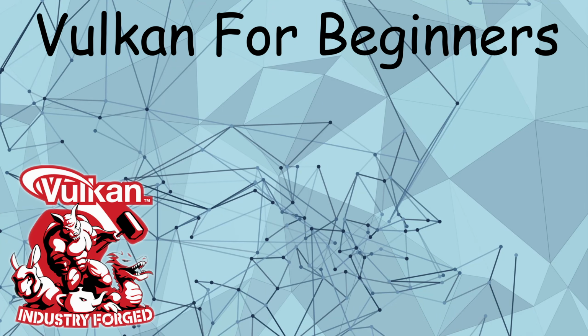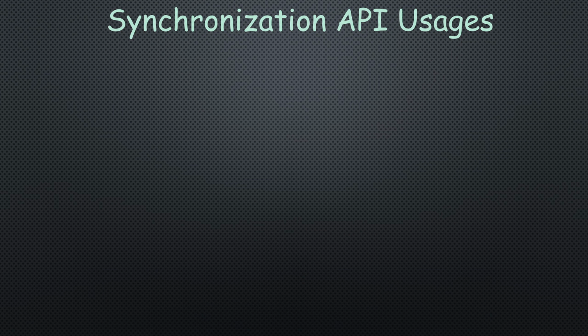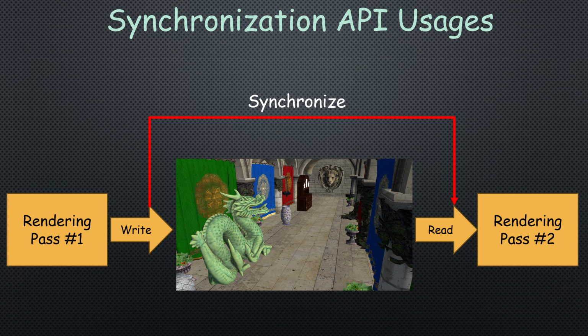Hello Vulkan developers! Today we're going to take a look at synchronization again. We have previously used the synchronization API to solve two main problems. One is to handle image layout transitions, and the second is to synchronize the access to an image when it is accessed in multiple rendering passes.